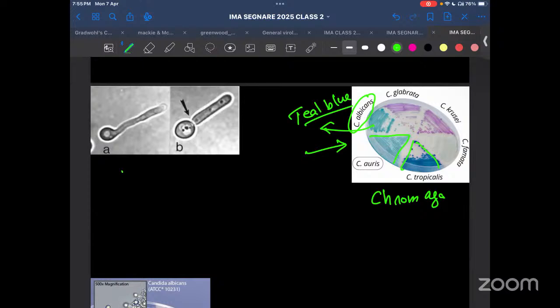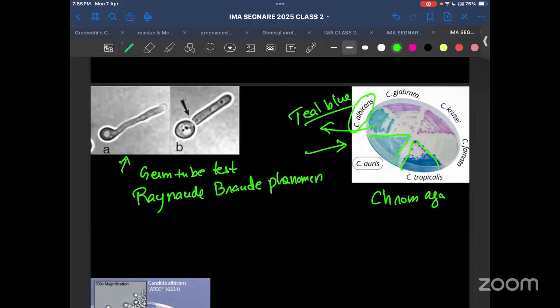Now this is another method in which we can speciate. This is known as the germ tube test, which is also known as the Reynolds-Braude phenomenon. So what is the germ tube test? We inoculate the Candida species that we got in human serum and incubate for 2 hours. If it is Candida albicans, it will germinate. See, this is continuous. So this is a true germ tube, a positive germ tube test.